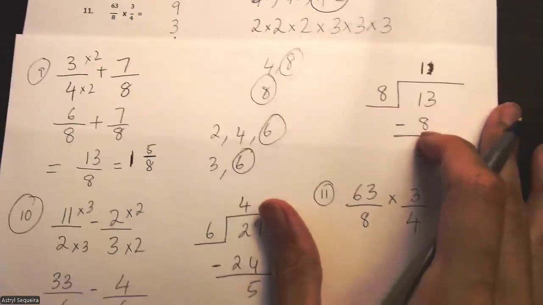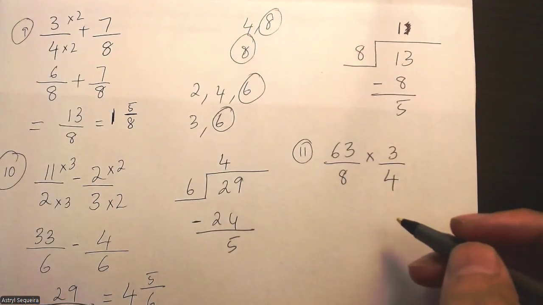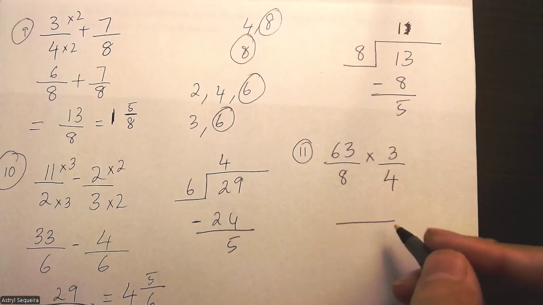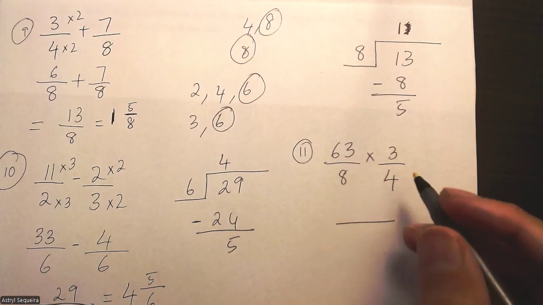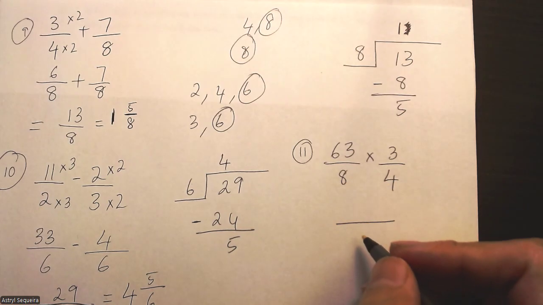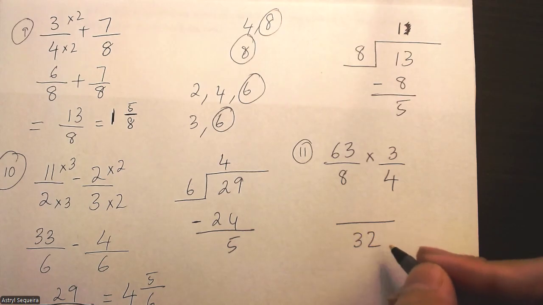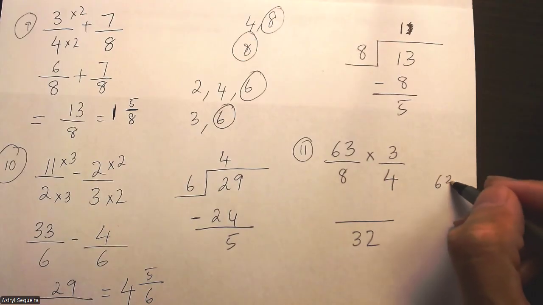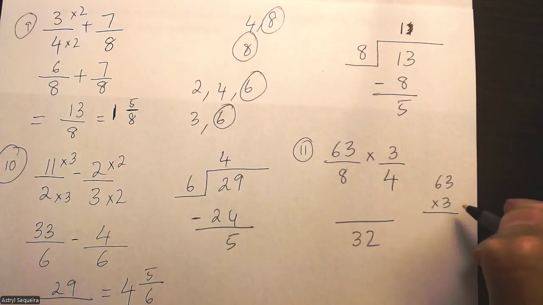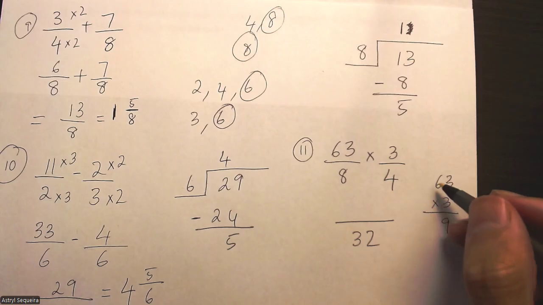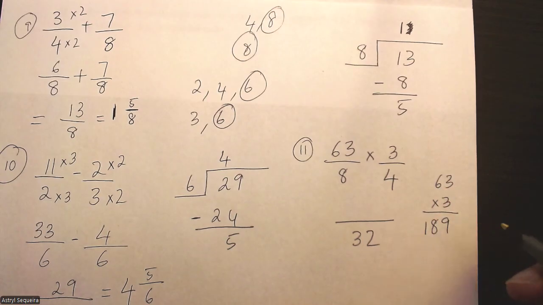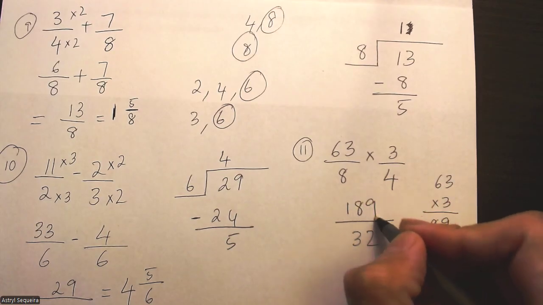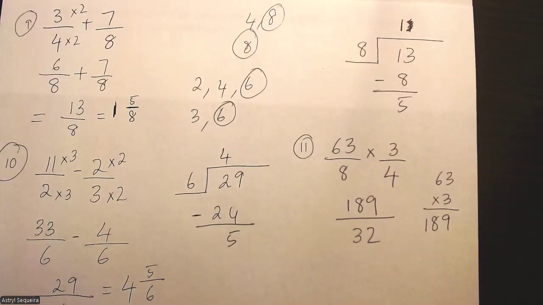I don't think you'll see something this difficult in your test, but I'm still going to solve it just in case. So 8 times 4 is 8, 16, 24, 32. That's pretty simple. 63 times 3 might be a bit hard to do mentally, so I'll do it on the side here. 3 times 3 is 9. 6 times 3 is 18. It's 189 over 32.